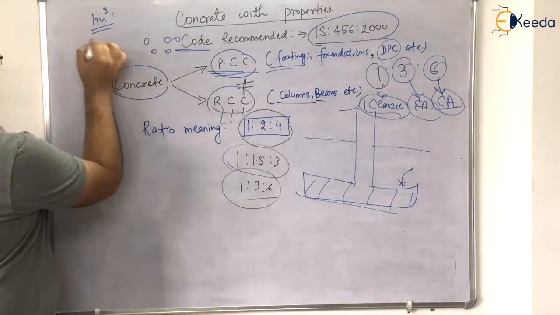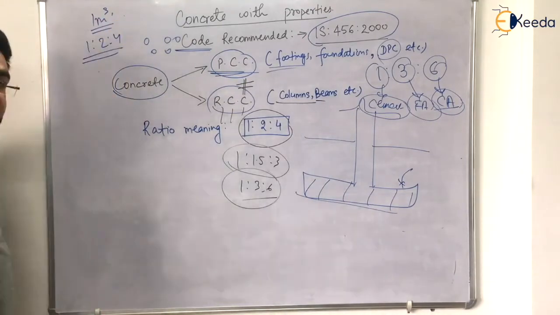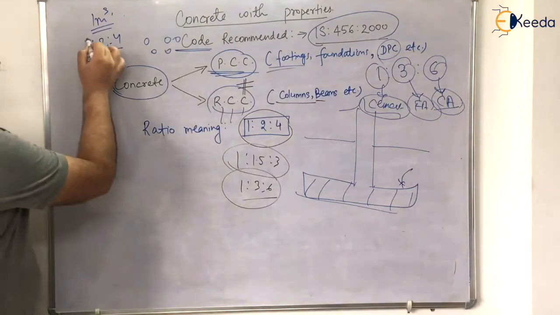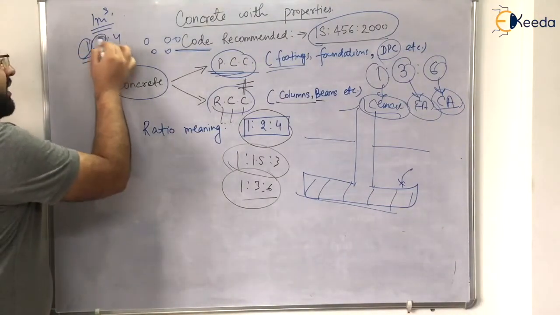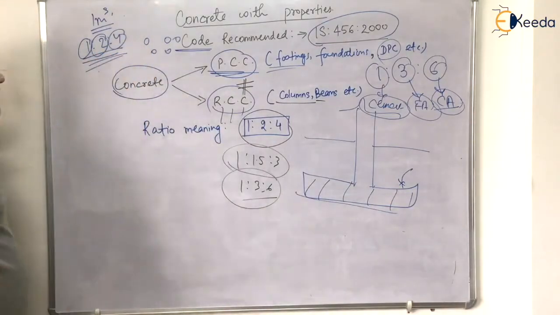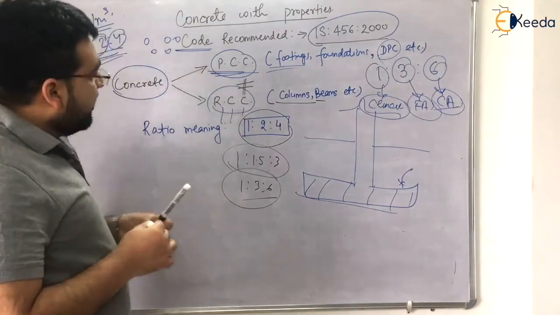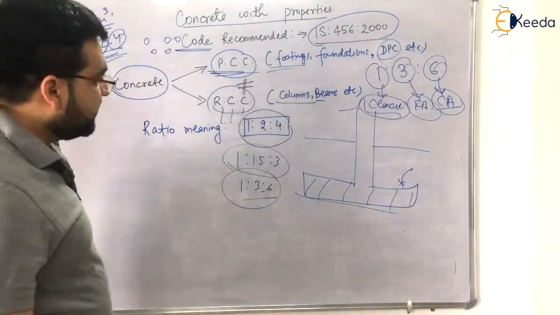Let us say I have 1 meter cube of concrete. Okay, let us say it is in the ratio 1:2:4. It means that in this 1 meter cube of concrete, 1 part will be of cement, 2 parts will be of fine aggregates, and 4 parts will be of coarse aggregates. Okay, so that is how we do the ratio. We divide the cement concrete.